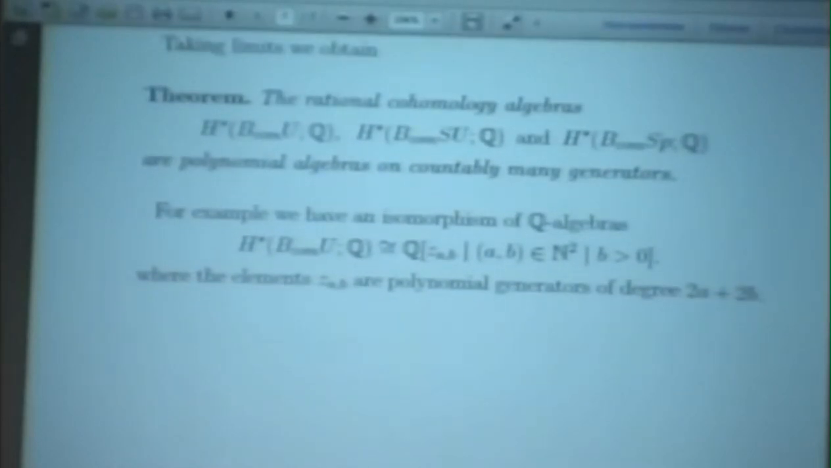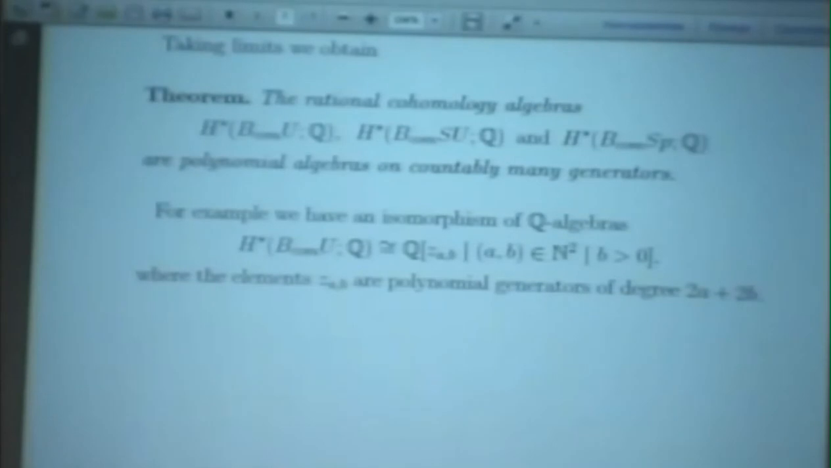Take limits, you obtain the following. The rational cohomology algebras of B_com U, B_com SU, and B_com Sp are in fact polynomial algebras. And here's an example: B_com U is a polynomial algebra on generators z(a,b), indexed over integers where b is greater than 0. These are polynomial generators. So at every finite stage, there are relations.